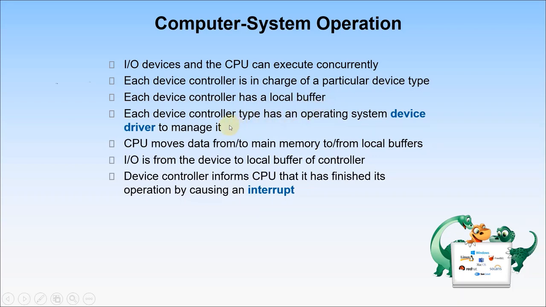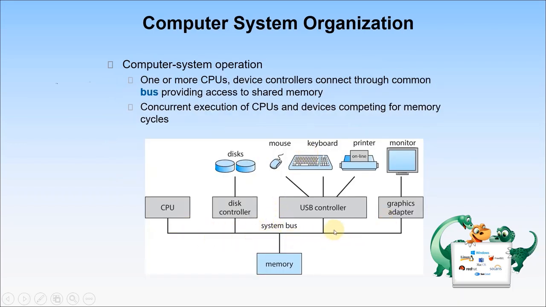Each device controller type has an operating system device driver to manage it. Every time you purchase a device, for instance a printer, there should be a device driver associated with it. Any peripheral or hardware that you want to attach to your computer should have its own device driver. Sometimes the operating system provides a generic driver for the device. Next, the CPU moves data from and to the main memory to or from the local buffers, and that traverses via this system bus here.